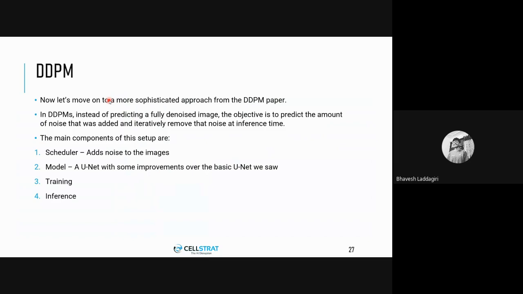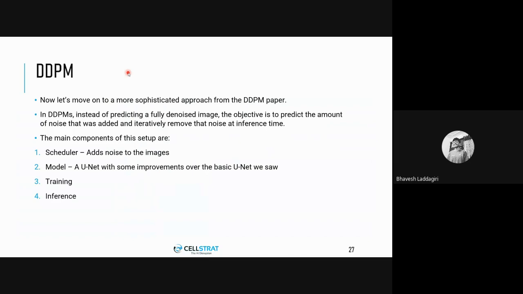We'll go through it a bit. Once you predict the actual noise, the idea is to remove that noise from the input image, subtracting it from the original image, and then you feed the output of that back in as input. So in this case, the output is used as the input in the next step. The main components of this setup are a scheduler, a model, training, and inference.